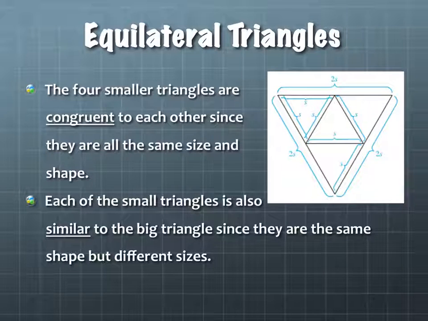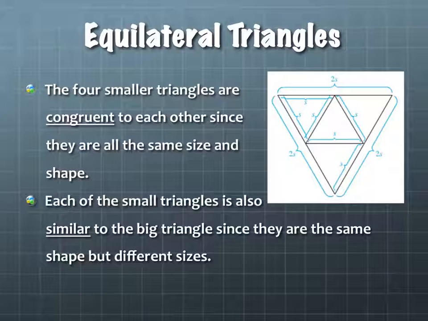So if you take a look, the four small triangles inside are all congruent to each other because they're all the same shape and size. And you can kind of tell that because they've marked it along the edges. There's S's through here, right? Everything has S's on it. They're all the same length on the sides. And so all of them on the inside are congruent. And because they're all congruent to one another, they're all equilateral triangles as well, right? 3 congruent sides makes it equilateral. But each of the small triangles is also similar to the big triangle because they're the same shape, but they're actually different sizes, and that's okay.